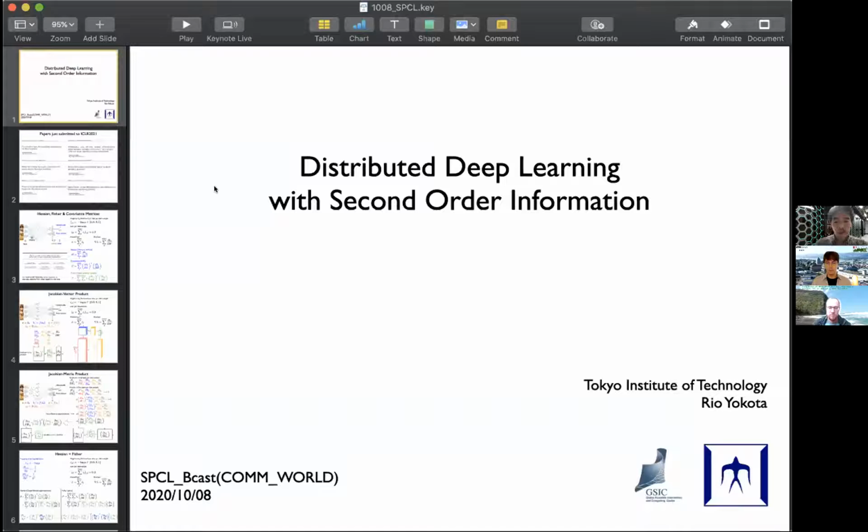So today I'll be talking about some work that I've been doing for quite a while now, which is distributed deep learning with second order methods. I'll cover some topics, but try to keep it brief.